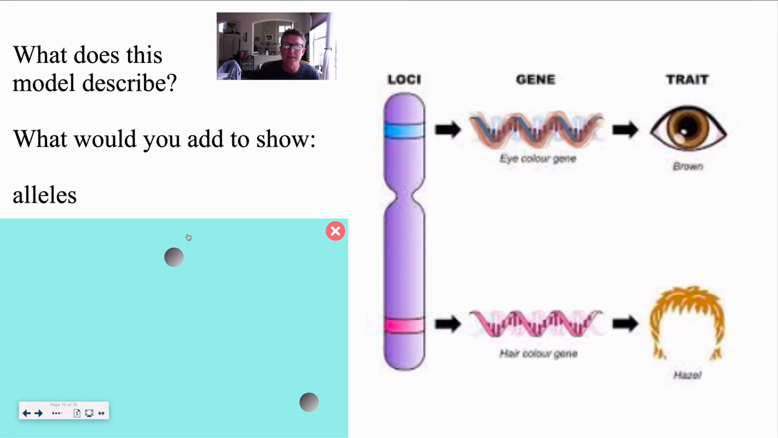If you had to add to this, how would you show the following? So once again, pause the video and add to the model I've given you. How are you going to show the idea of alleles? Hopefully you paused it, and now we're moving on. So let's take a look, how might we show alleles here.